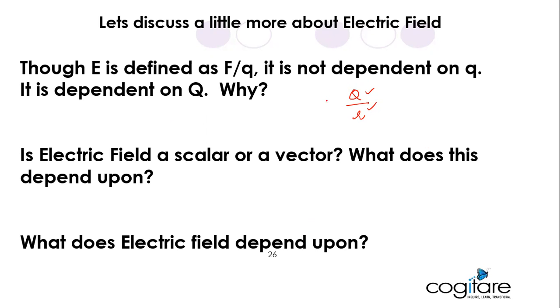Because we are saying 1 by 4 pi epsilon naught. This is true only if it is air. What if the charge is immersed in some liquid or oil? Obviously, the permittivity of the medium is going to come into picture. So this electric field will depend on the charge Q, will depend on the distance. It will also depend on the medium in which you are placing the charge Q. Just take a minute or two, make a note of these things which we have discussed.